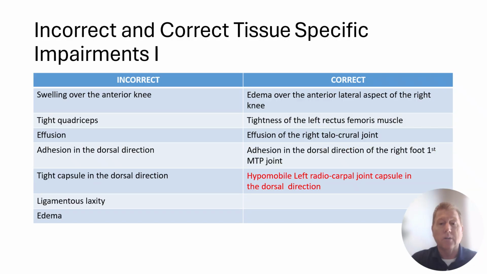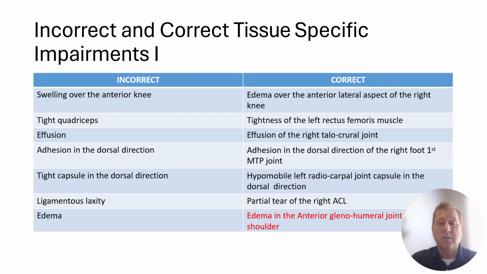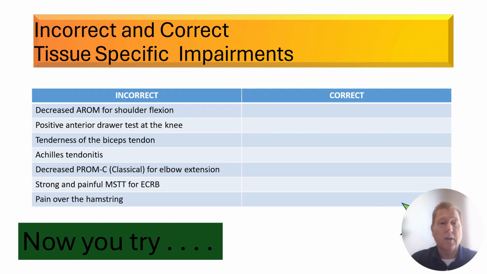And we keep going, looking at the left radiocarpal joint in the dorsal direction. Ligamentous laxity would be translated as a partial tear of the right ACL. And then here's our edema in the anterior glenohumeral joint on a directional side, which is being covered up by the cameo here on the slide. So there's a few more for you to try if you'd like. You could stop and see if you can get the answers before going to the next slide. I'll give you that opportunity here.